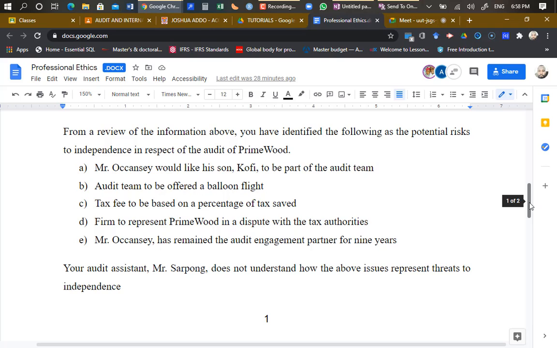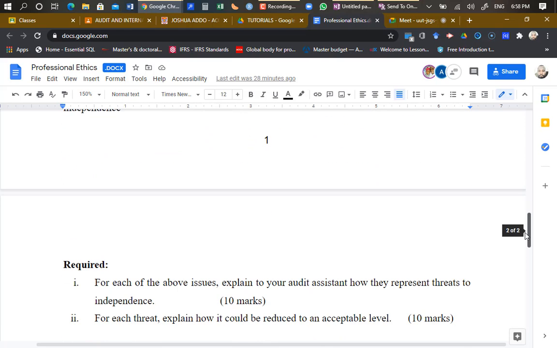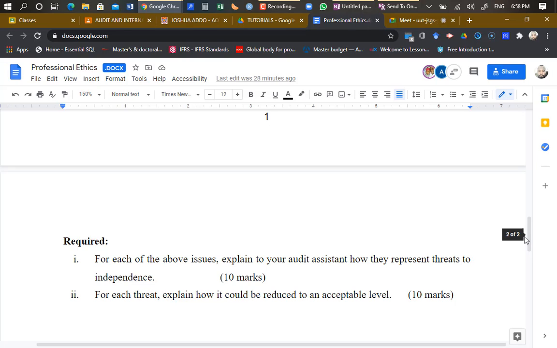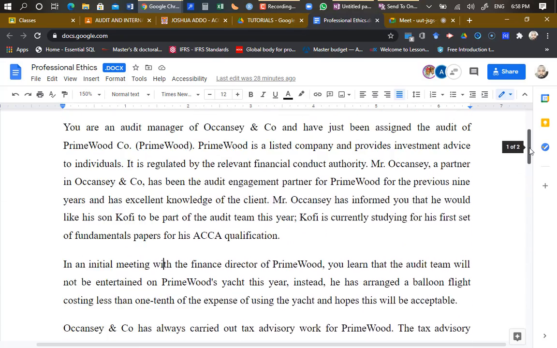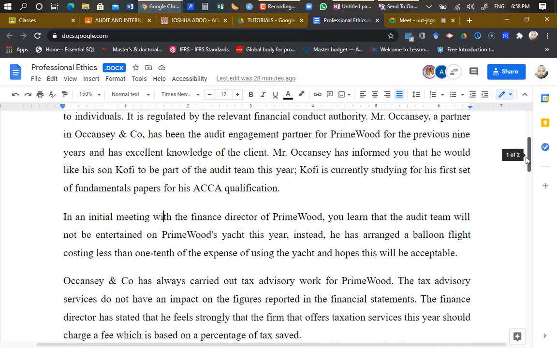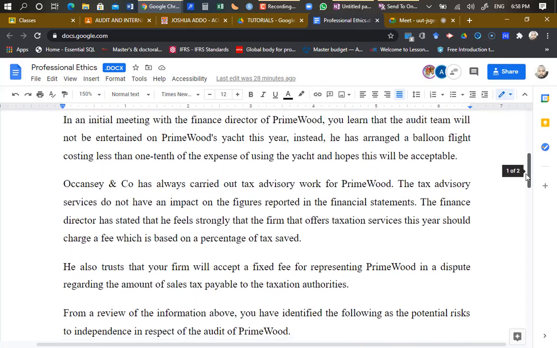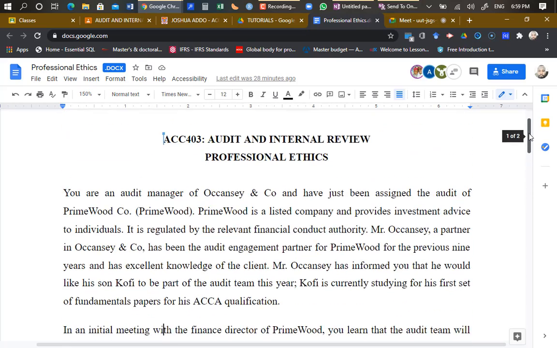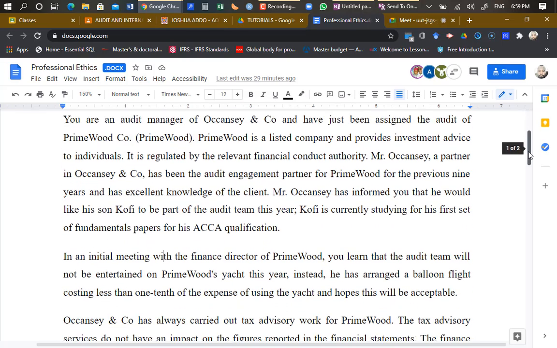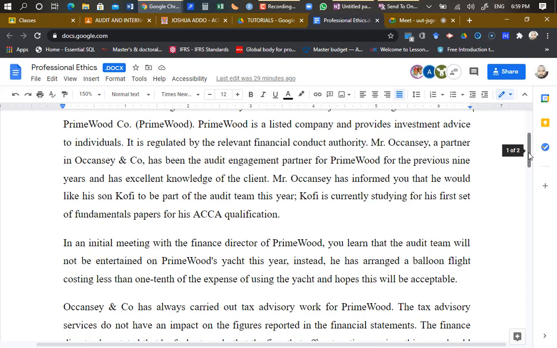Good. So that is the question, and this is the requirement for each of the above issues. So the question is basically talking about threats to independence and objectivity. Threats to independence and objectivity of the auditor. So you find spots of things that can spell threats to the independence and the objectivity of the auditor.